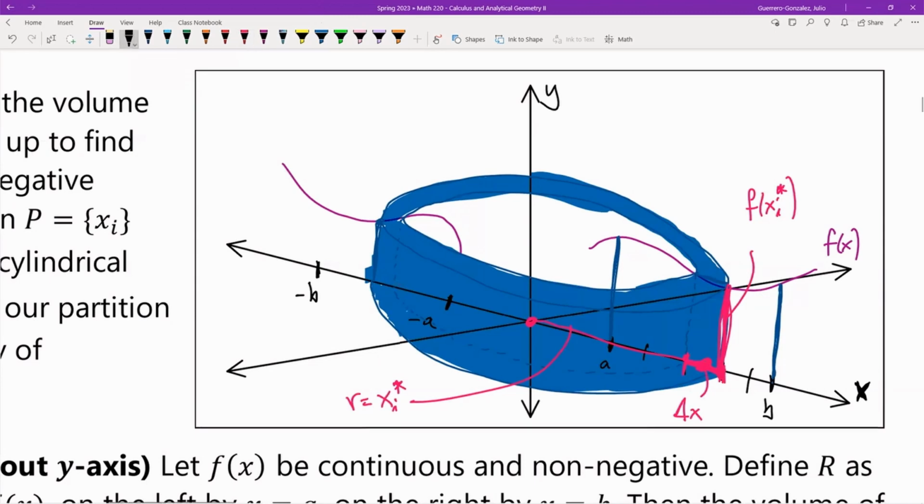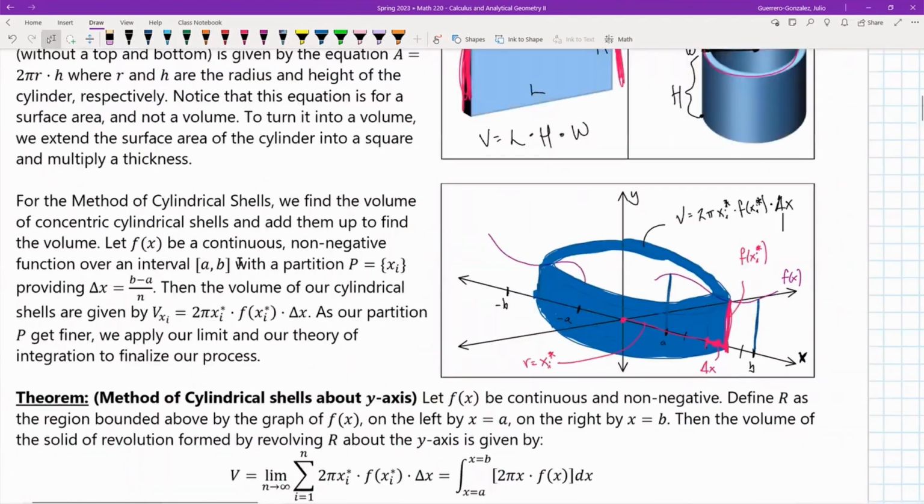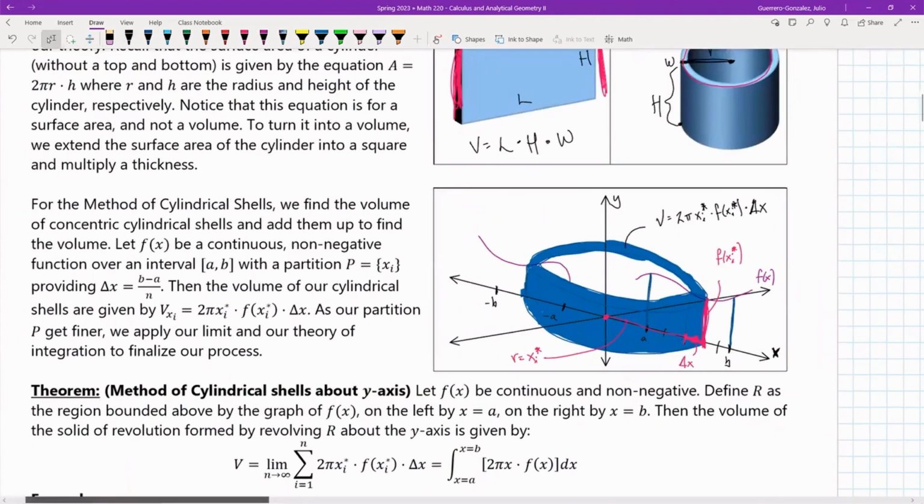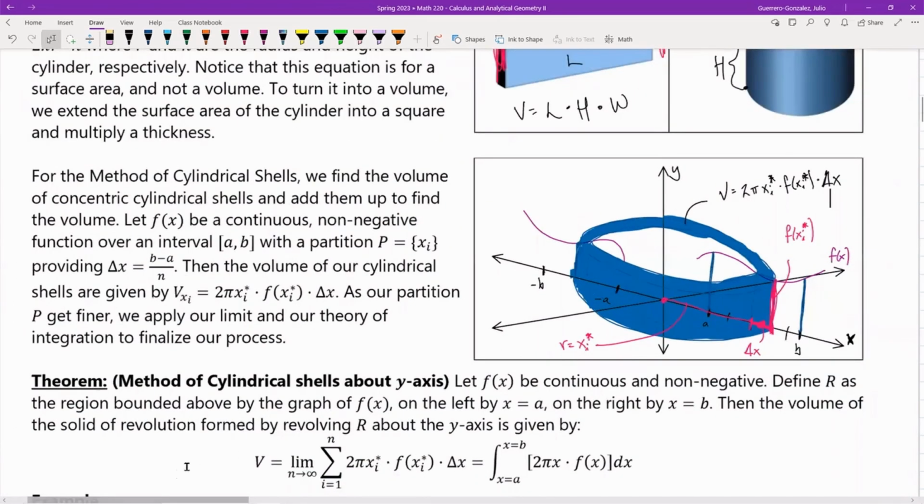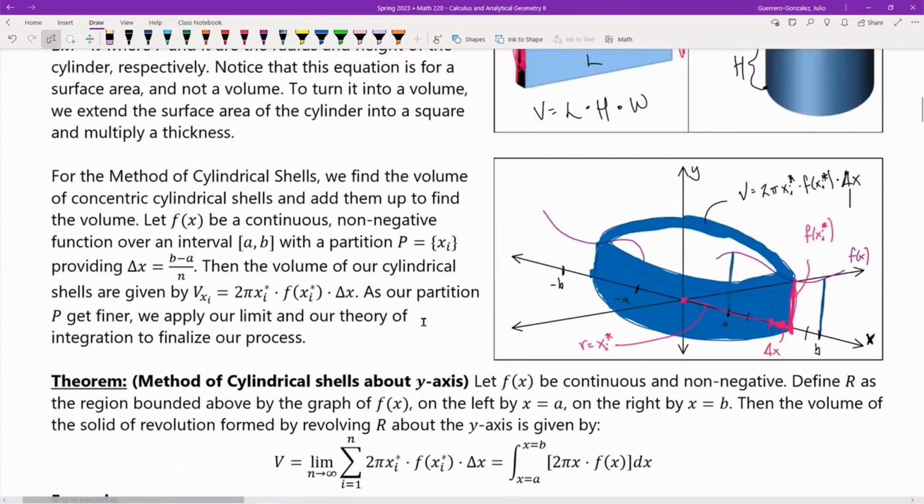So the volume of this cylinder, the blue one in particular, is going to be given by 2 pi xi star times f of xi star times delta x. Okay, hopefully you guys see that. Like I said, if you need a better illustration of it, I highly suggest you go to the textbook. I'm trying my best here. So that's where this term comes from, right here.